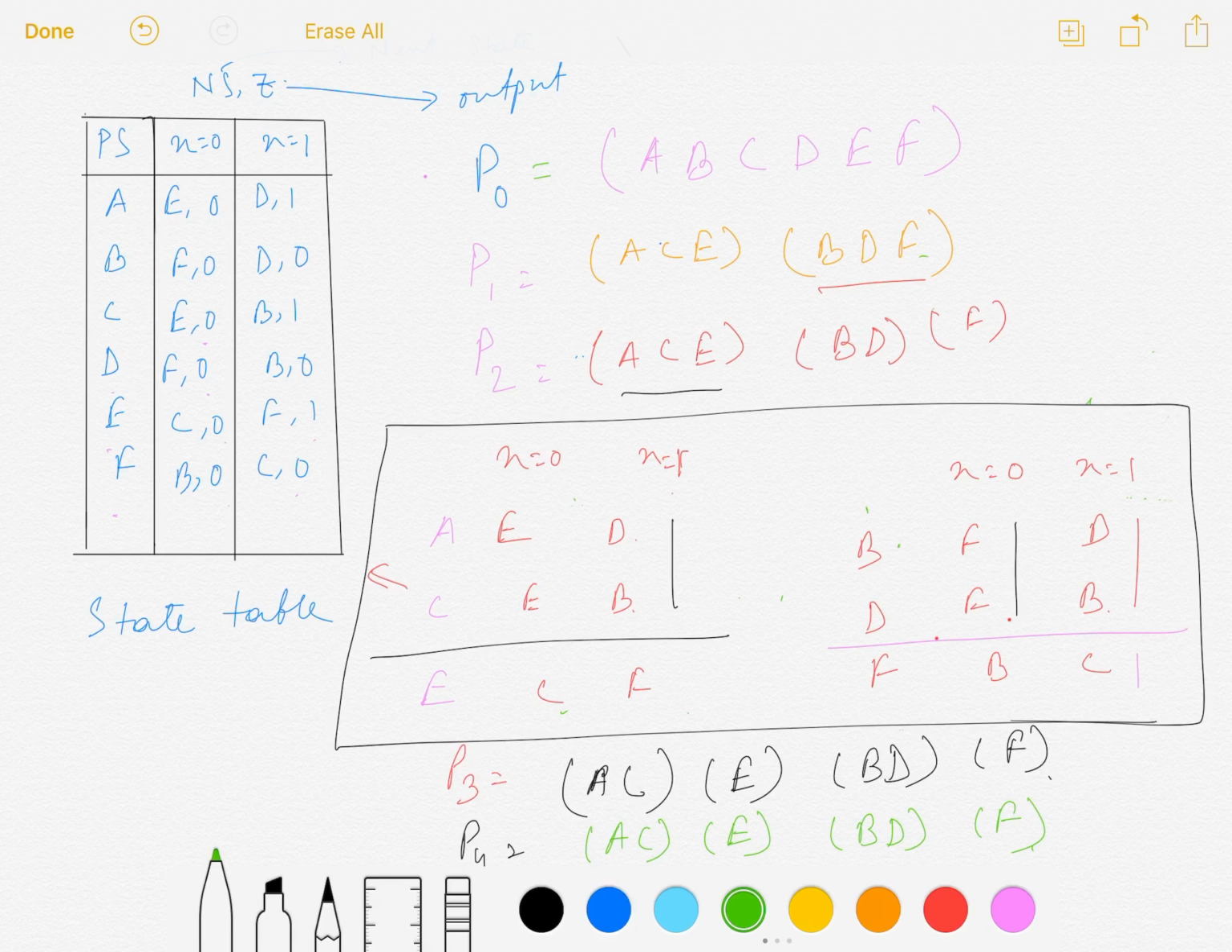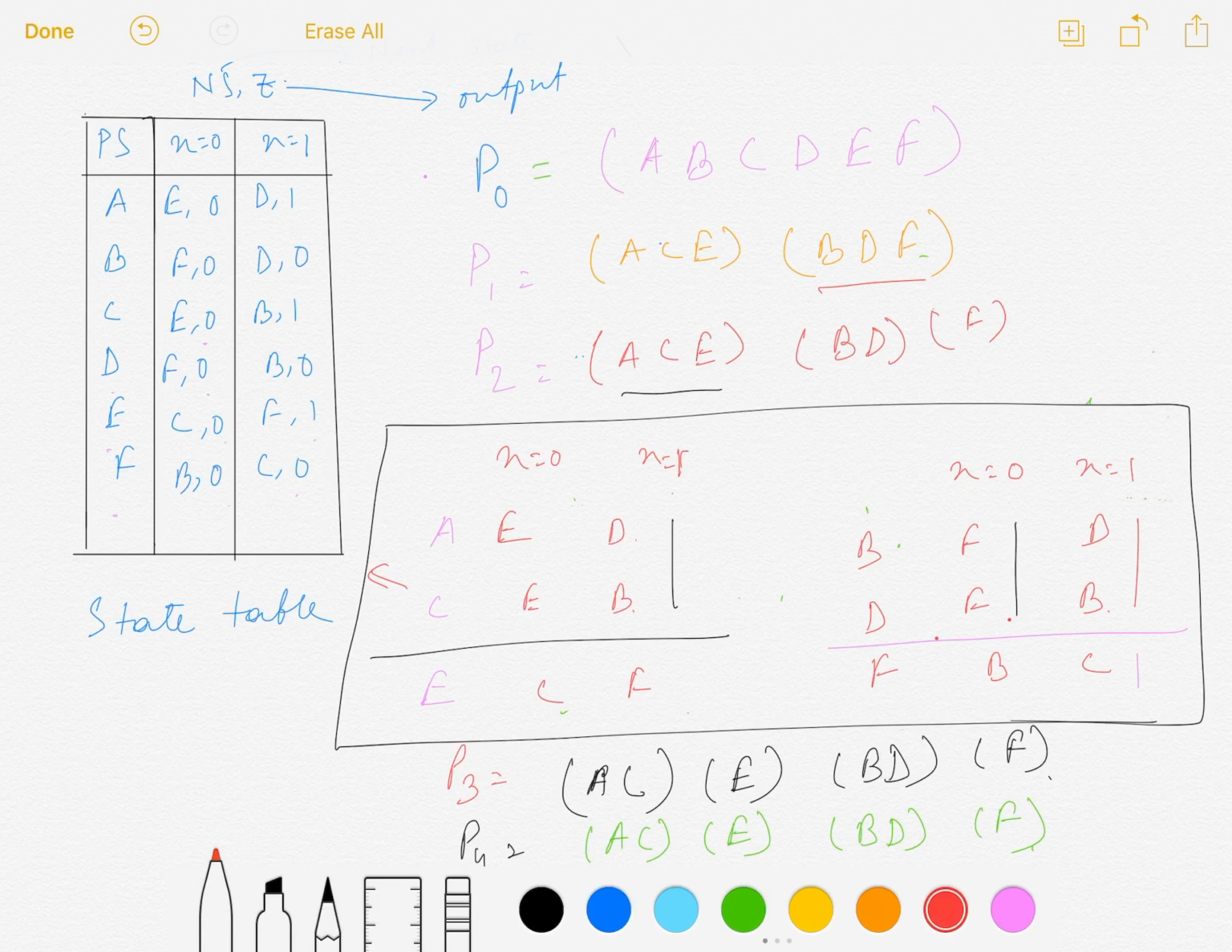So, for P3 we have 4 partitions, and for P4 also we have 4 partitions. In the same manner, if we do for P5, we will find the same partition, P6 the same partition, P7 up to P infinity we will get the same partition, that is AC, E, BD and F. Now, we can say that they are infinitely equivalent states, because for AC, whatever input sequence length I give, they will always produce the same output. The same case also happens for BD. If I give an input sequence of length infinity, they will produce the same output. So, I can say that AC must be considered as a single state.